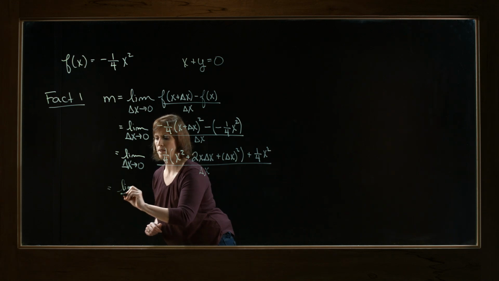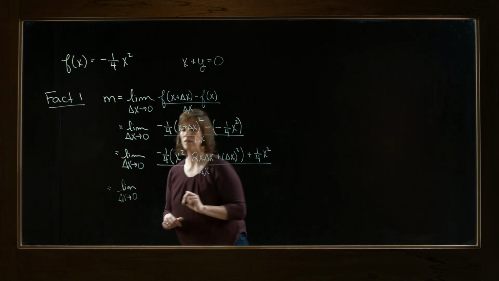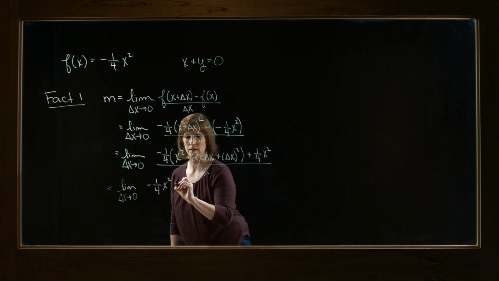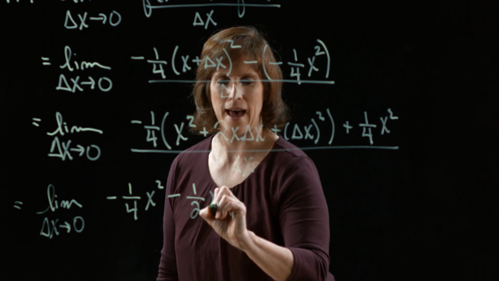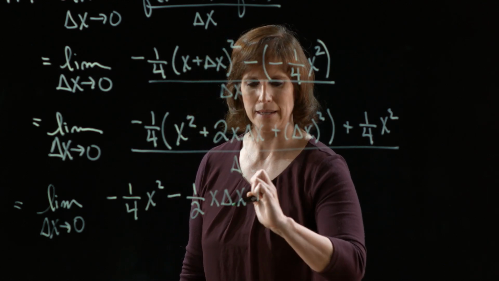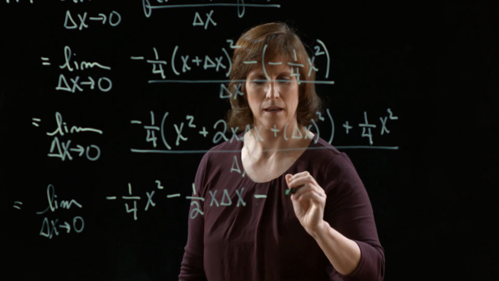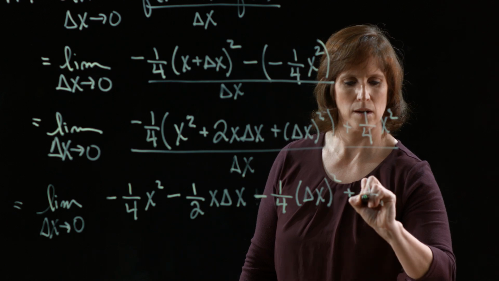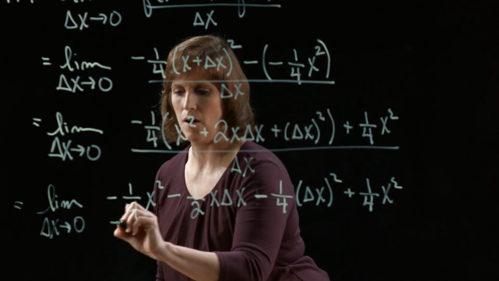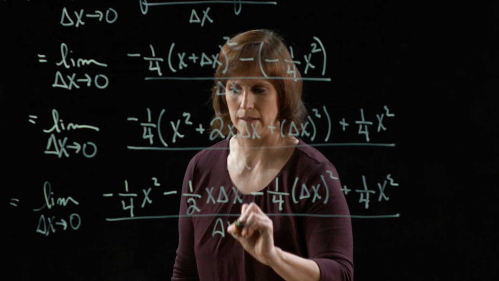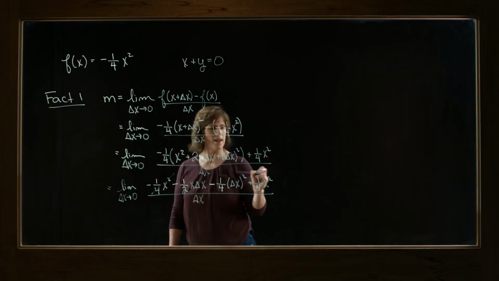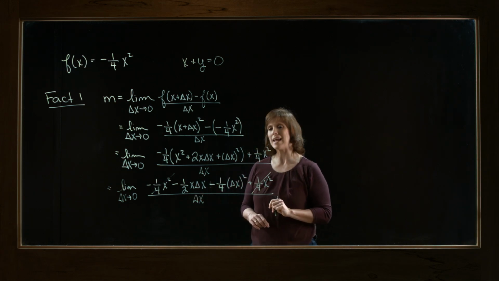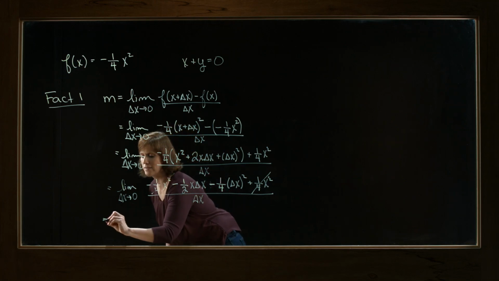Continuing on, I have the limit as delta x approaches 0 of -1/4 x squared minus 1/2 x delta x minus 1/4 delta x squared plus 1/4 x squared all over delta x. The -1/4 x squared and the positive 1/4 x squared add together to be 0. And I also notice that the two terms that are remaining have a delta x in them, so I can factor a delta x out.